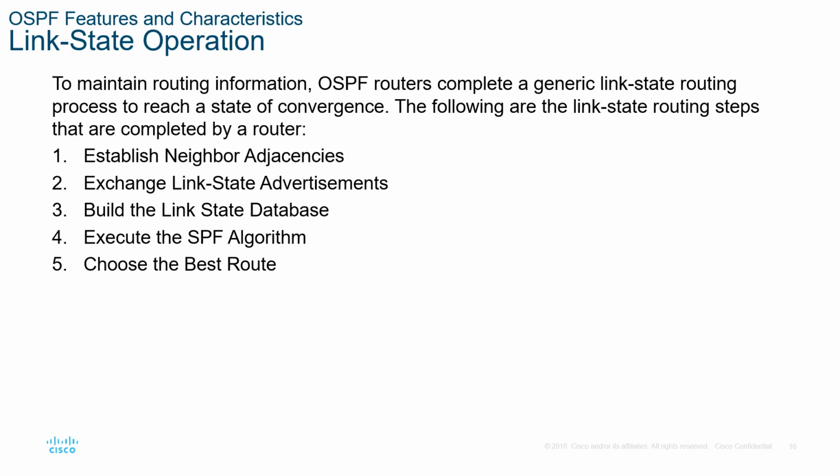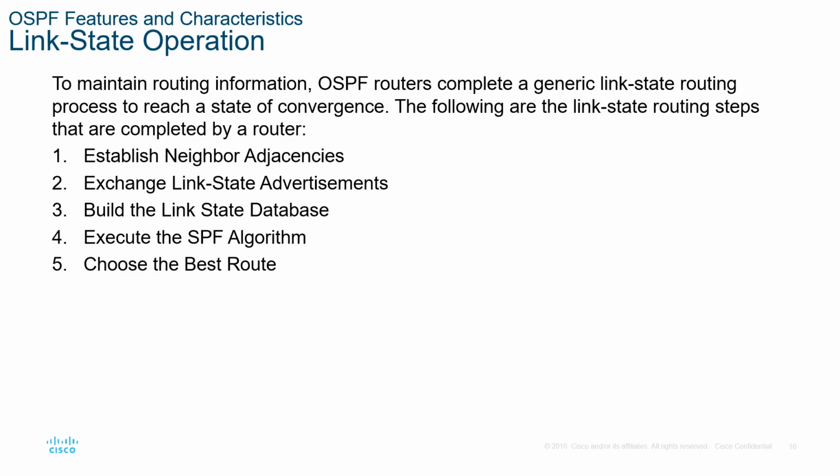So for the link state operation, in order to maintain routing information, it has to complete a generic link state routing process to reach each state of convergence. The state of convergence is going to be where all routers have information on all other routers.